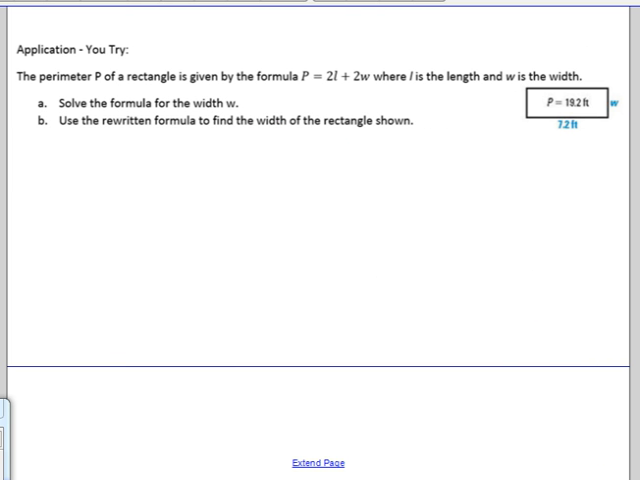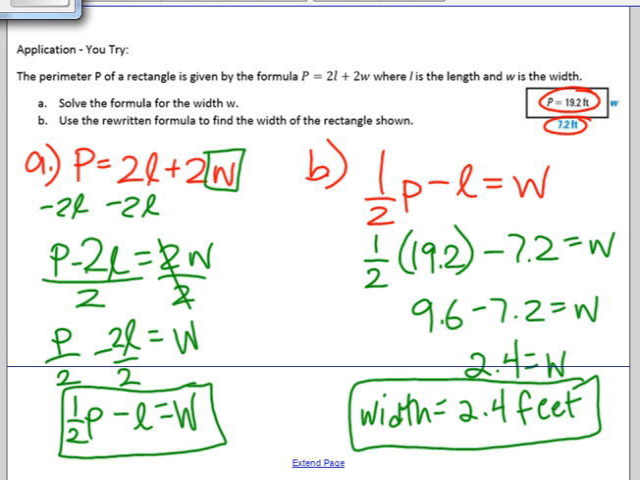All right, so pause the video, and now you can try this problem, which is very similar to the one we just went through. All right, guys, welcome back. So you should have finished this example, and now you can check your work to solve for W in part A, and then you should have plugged in the given perimeter and the given length, and you can solve for the width, which should have been 2.4 feet.